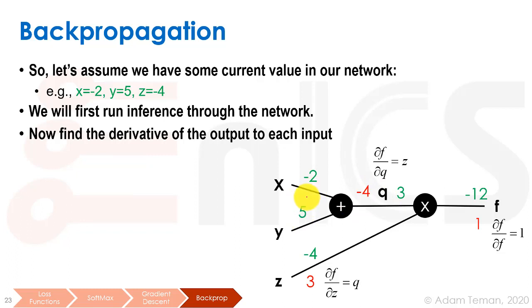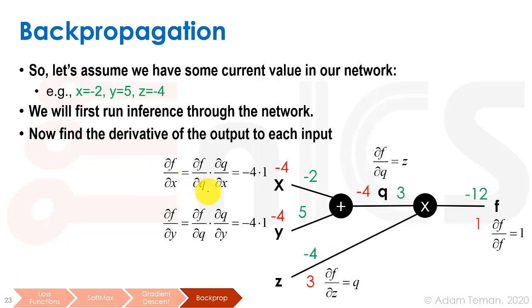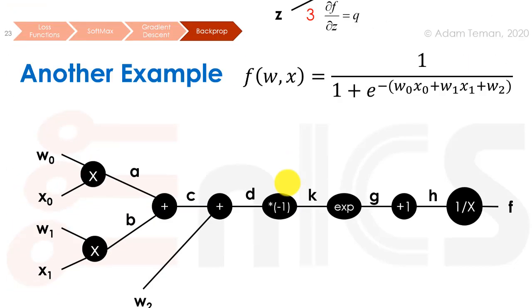And now we can find the derivative of df by dx and df by dy, which are df by dq times dq by dy. It's also z, so it's minus 4. And the same goes for x. It will also be z, which is minus 4. Okay, so we were able to backprop and find the derivatives at each of these points.